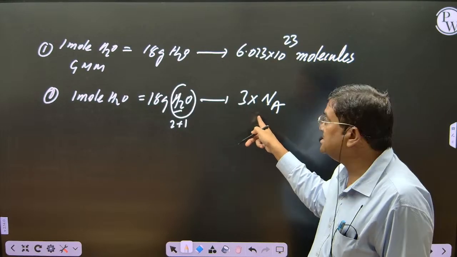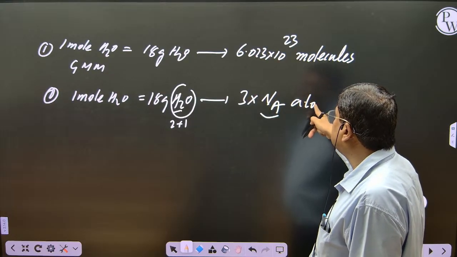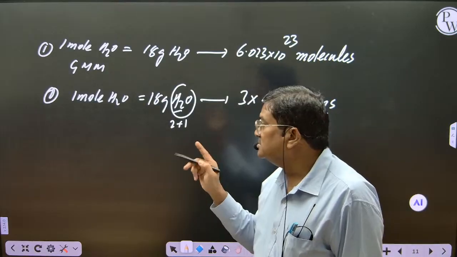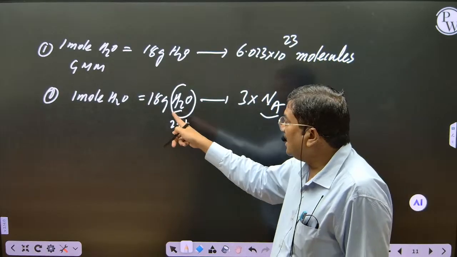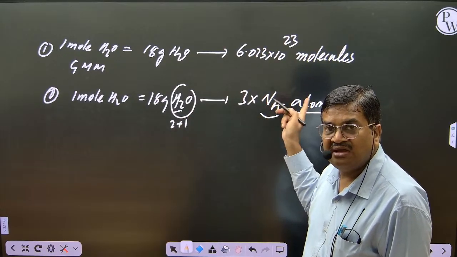Avogadro number is mentioned as what? Na. These many what they are, students? Atoms. See, with respect to atoms it will be. Now the same, are you following? So here atoms is asked, so total 3 atoms, that's the reason we multiplied 3 into Avogadro.